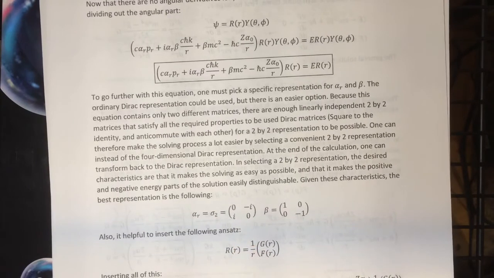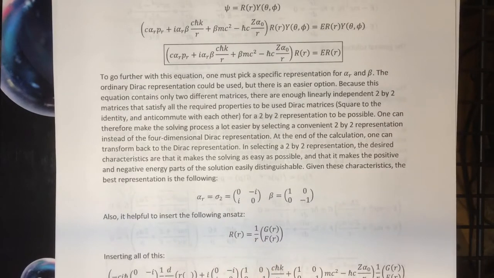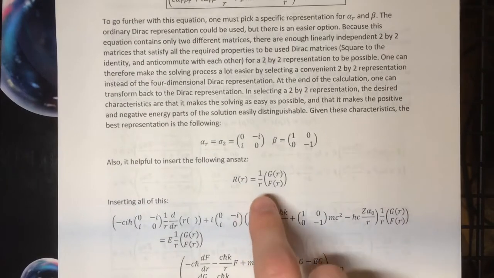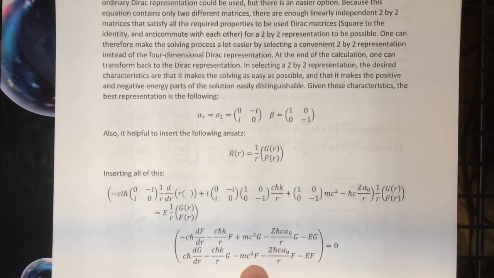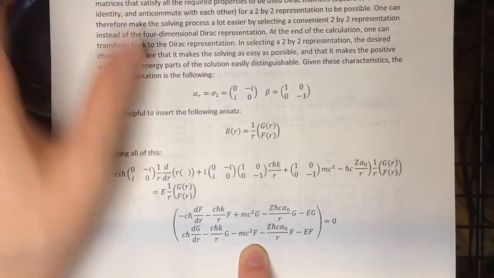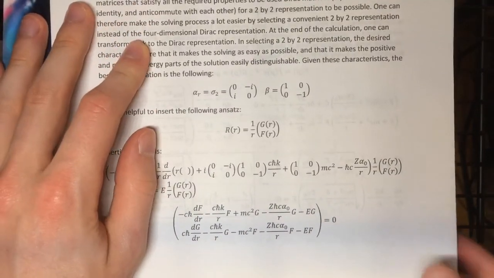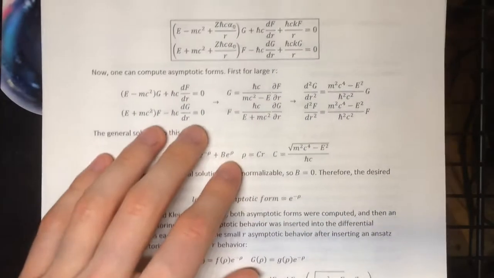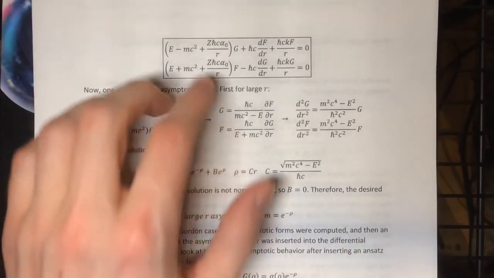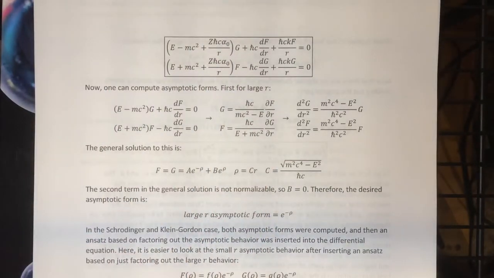Now, if you remember from the Schrödinger and Klein-Gordon versions of this hydrogen atom problem, we factored out a 1 over r in the first ansatz. This is no different. We do it here too. So if we insert this ansatz in those matrices, ultimately it gives us this set of 2 equations right there. Okay, so that 2-dimensional matrix equation gives us the set of 2 equations here.